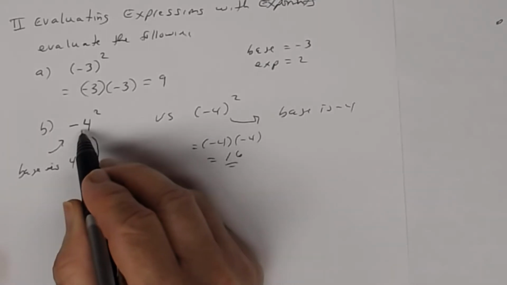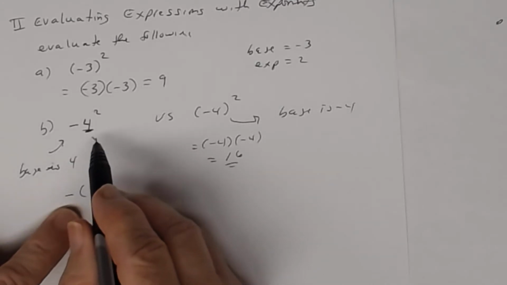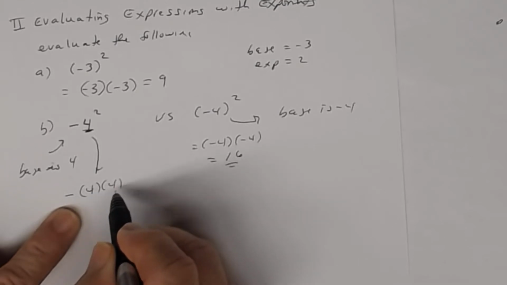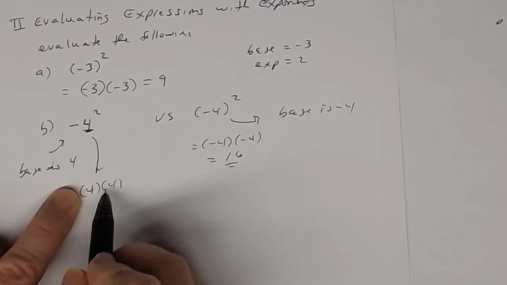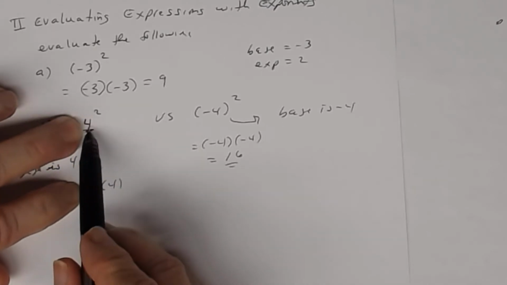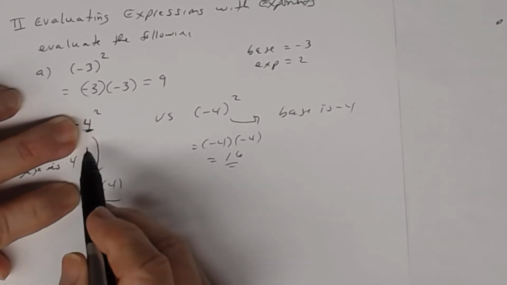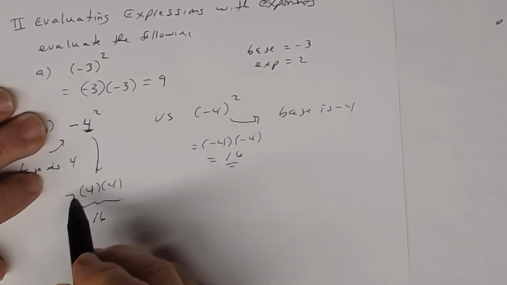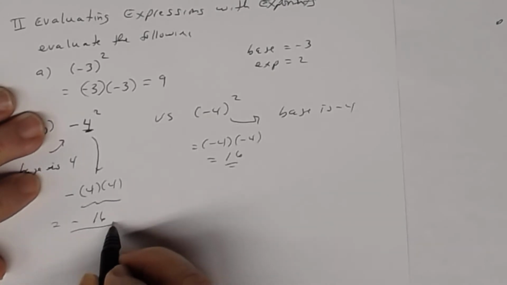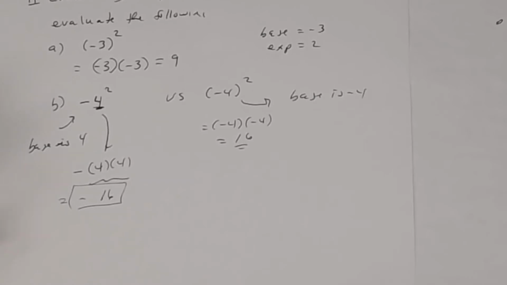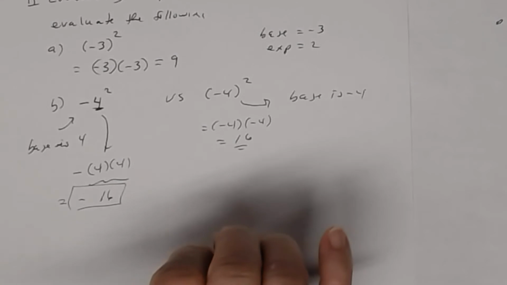Here, what's being squared? Well, what's being squared is this 4 only. So that becomes negative, and then 4 is being squared. 4 times 4. So your base is 4. Base is 4, so cover the negative up. 4 squared means 4 times 4, right? Which is 16. But then there's a negative out there, so that means the opposite of this. So the opposite of 4 times 4 is a negative 16. Okay? So be careful. You're going to see this throughout these lessons that we're going to look at.